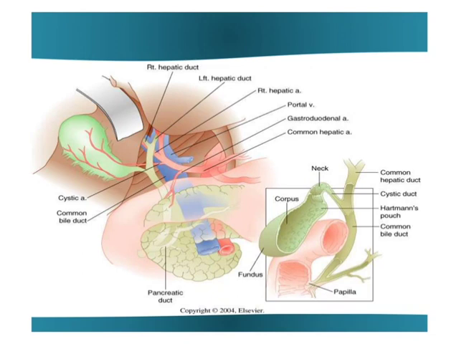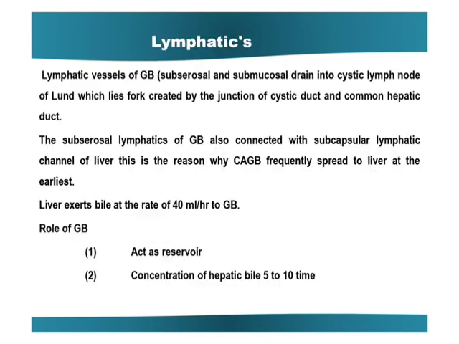So you see here the normal anatomy of the gallbladder. The common hepatic artery is divided into right and left hepatic arteries, and the right hepatic artery gives a branch, the cystic artery, which supplies the gallbladder. Also you see the parts of the gallbladder here: the fundus, corpus, and neck, and you see the ampulla of Vater, and then the common hepatic duct and cystic duct union making the common bile duct.